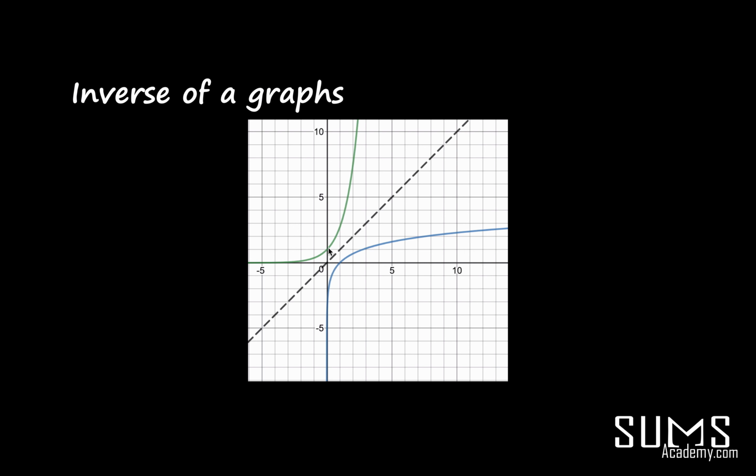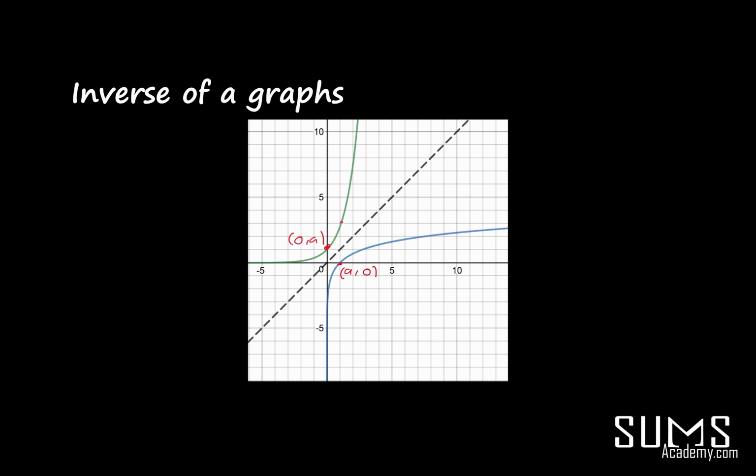So here we have the point, call it (0, a), right? But when we take the inverse of this, it's going to be the point (a, 0). So that's going to be here.